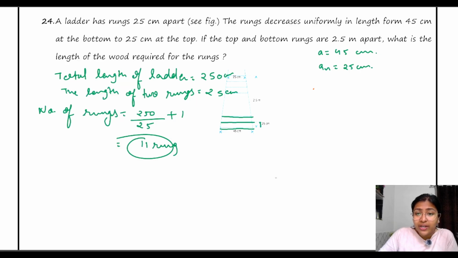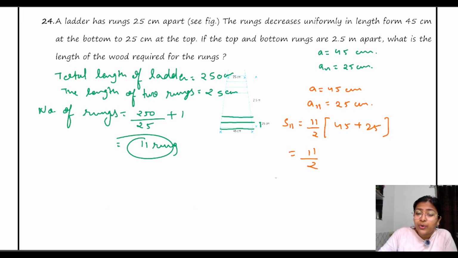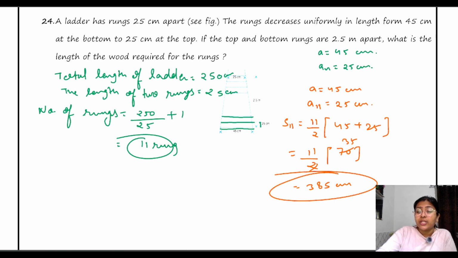The first term is a equals 45 centimeter. The last term, a11, is 25 centimeter. Can you find the value of d? No, there is no need to find d. What is the length of the wood required for the rungs? We need to find S11. S11 will be 11 by 2, first term plus last term. Calculate it: 11 upon 2 bracket 70, cancel it, we get 35, and 35 into 11 is 385 centimeter. So this is the length of the rung required to make the ladder.